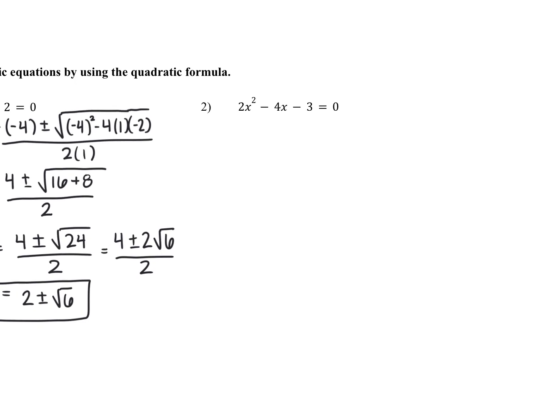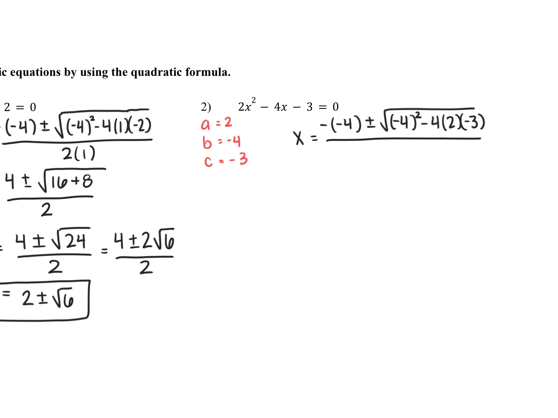For our second example, we have 2x squared minus 4x minus 3. So again, I'm going to identify a, b, and c. So a is 2, b is negative 4, and c is negative 3. So we're going to have x equals negative 4 plus or minus the square root of negative 4 squared minus 4 times 2 times negative 3, all over 2 times 2.